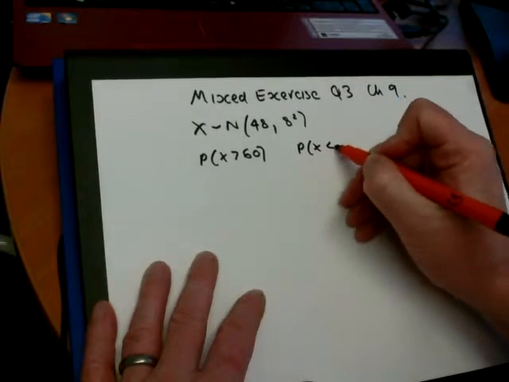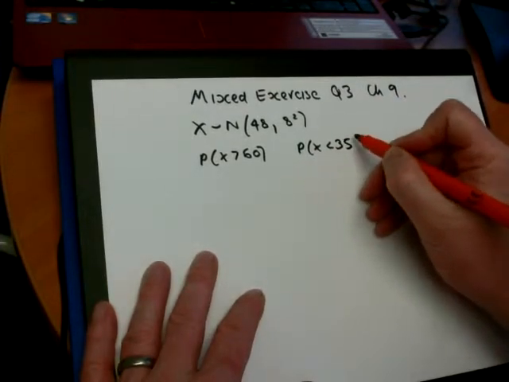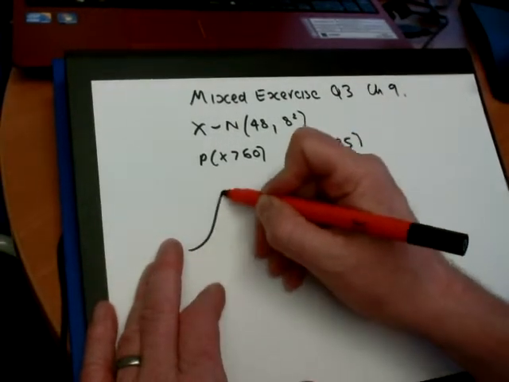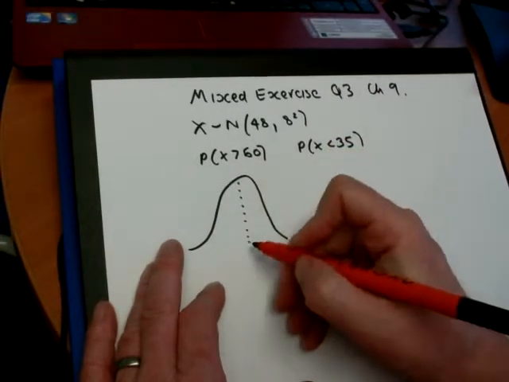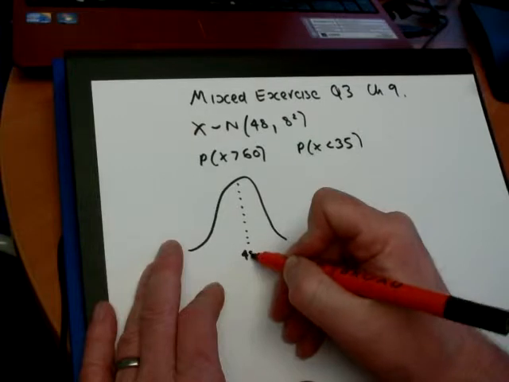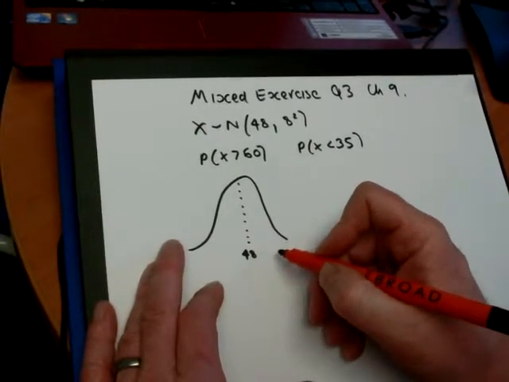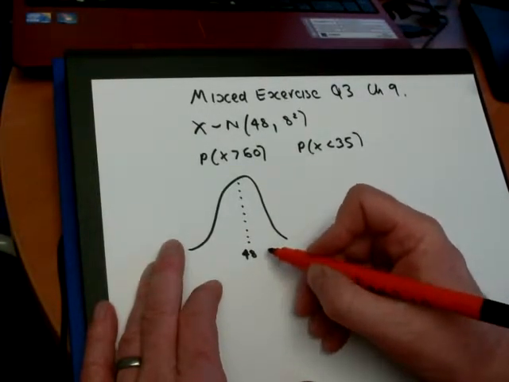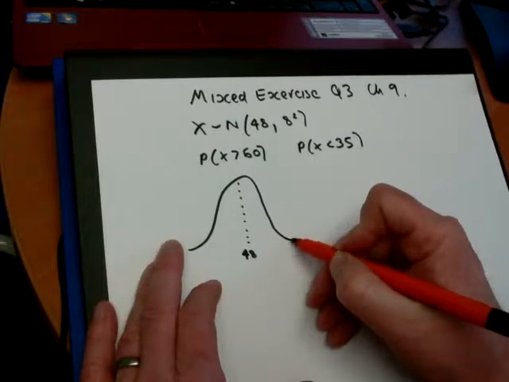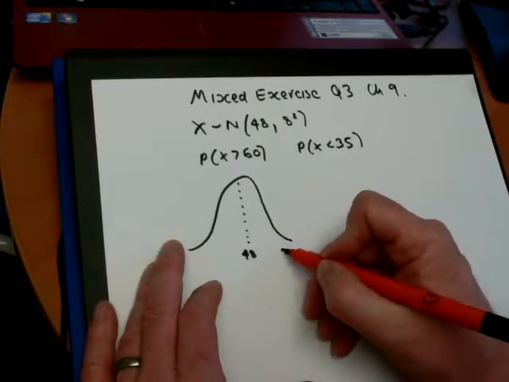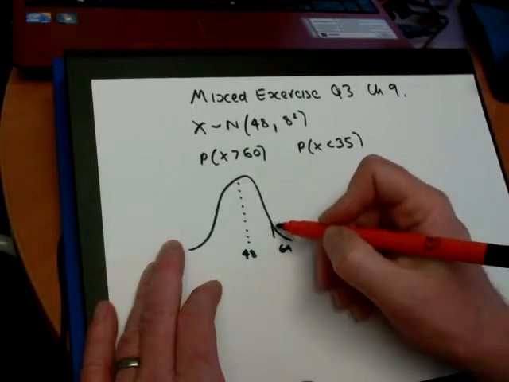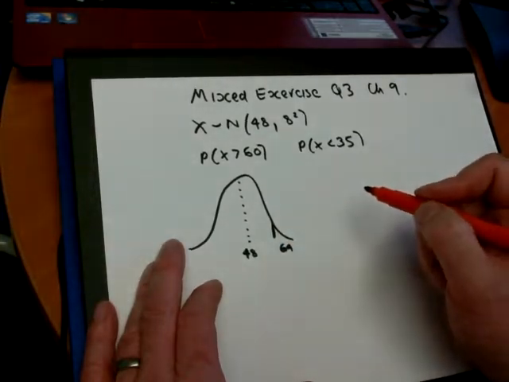So these are fairly standard questions. We'll draw a little diagram so we can visualise what we've got to do. So we've got 48 in the middle. 60 is up here somewhere. Now, the standard deviation is 8. We know that near the end will be 2 standard deviations, so 48 plus 16 is 64. So we're looking at 60 being about there.